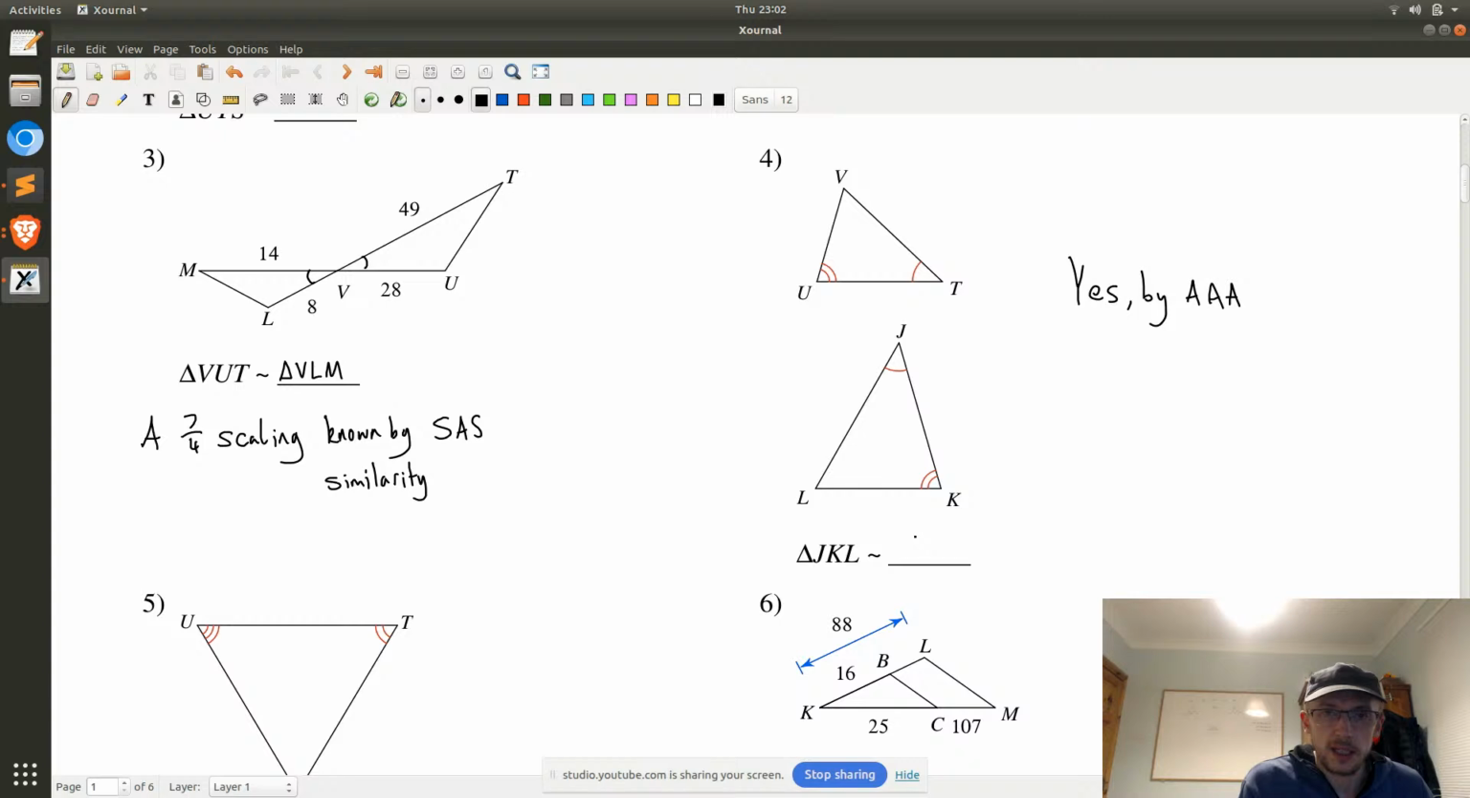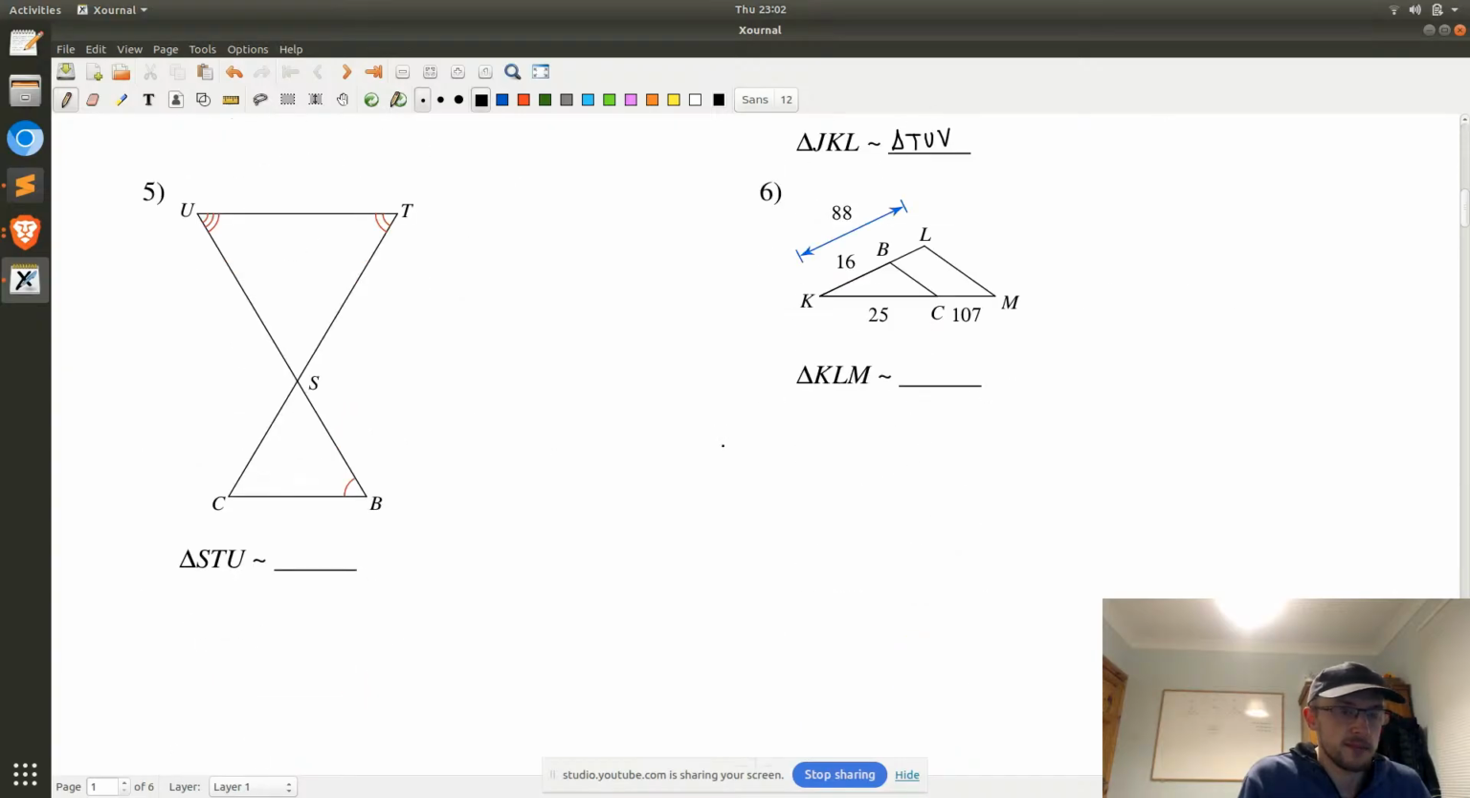So triangle JKL is congruent to triangle TUV, I say. And they say it's the AA similarity. Interesting. Okay, that's what they say. Well, we know that these two angles match by being vertically opposite one another. But we actually know that the other two angles don't match. So no, they're not similar.